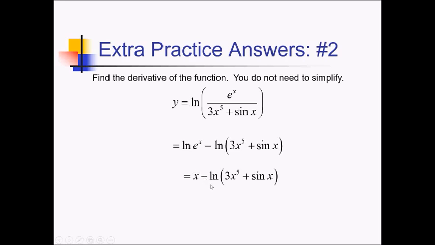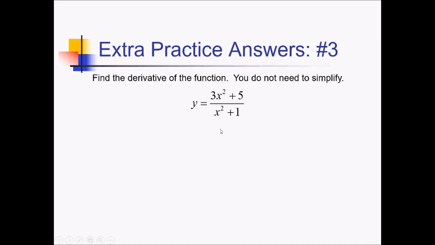All right, let me go ahead and now take the derivative. Derivative of x is just 1, so that's nice. This next one is going to require the chain rule. The outer function, I've got ln of something, so the derivative of that is going to be 1 over the something, 1 over 3x to the fifth plus sine of x. But then I have to multiply by the derivative of the something. So derivative of 3x to the fifth is going to be 15x to the fourth. And then derivative of sine of x is going to be plus cosine of x.